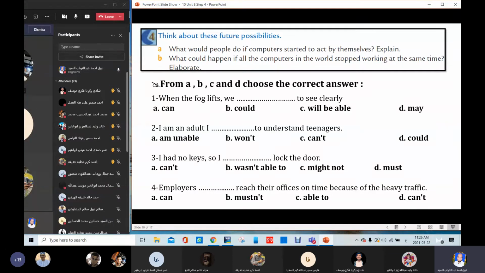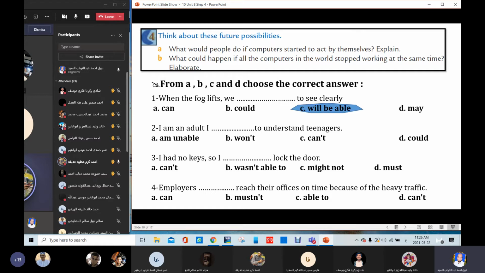Ahmed Karam. When the fog lights, we will be able to see the current clearly.